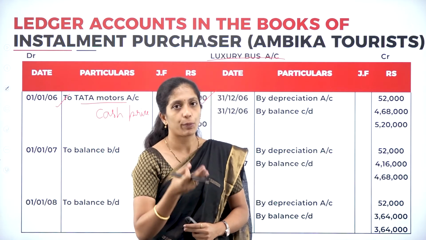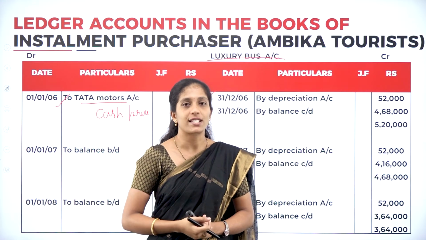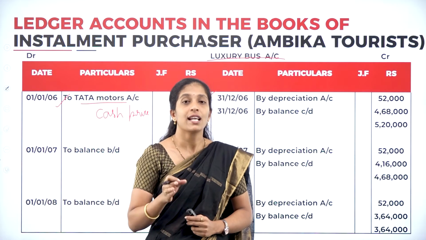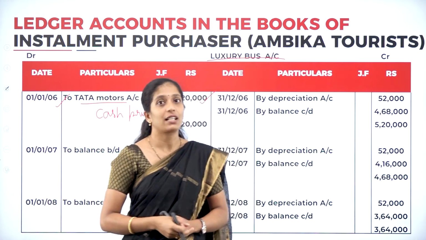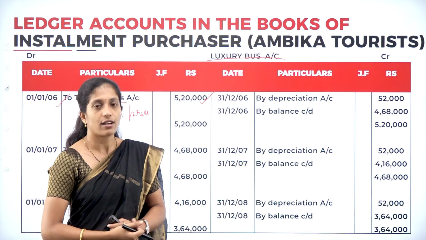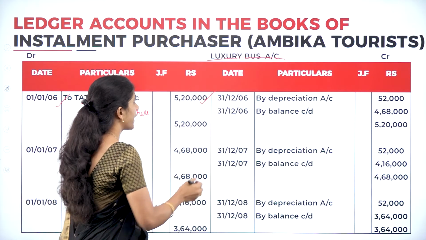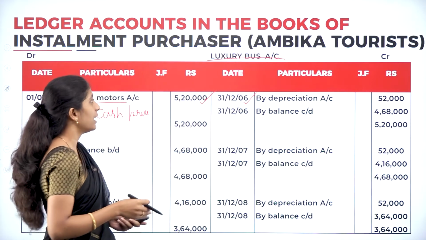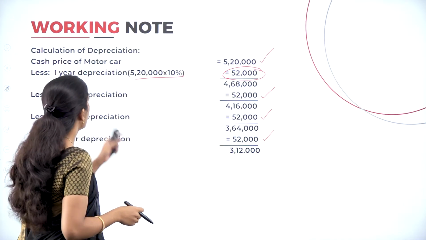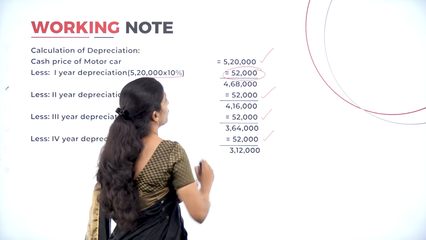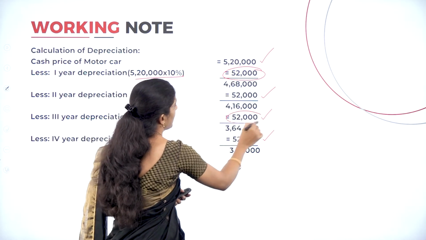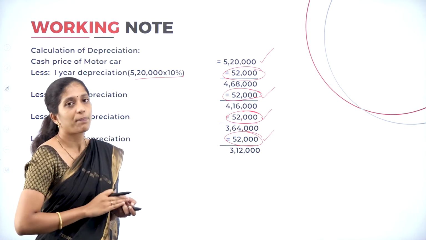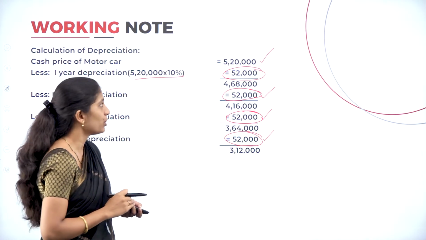Now come to the second year. So second year for down payment, you have no entry relating to asset account. Next is interest due, no entry. Next is for installment paid, no entry. Next come to the depreciation. So what is the entry? Depreciation account debit to asset account. So how do you record here? 31st 12/07 by depreciation account. Now what is the depreciation? Now go through the calculation of depreciation. So first year depreciation is how much? 52,000. And all year depreciation will remain the same. Since we are following the straight line method, the depreciation remains the same. That is how much? 52,000.